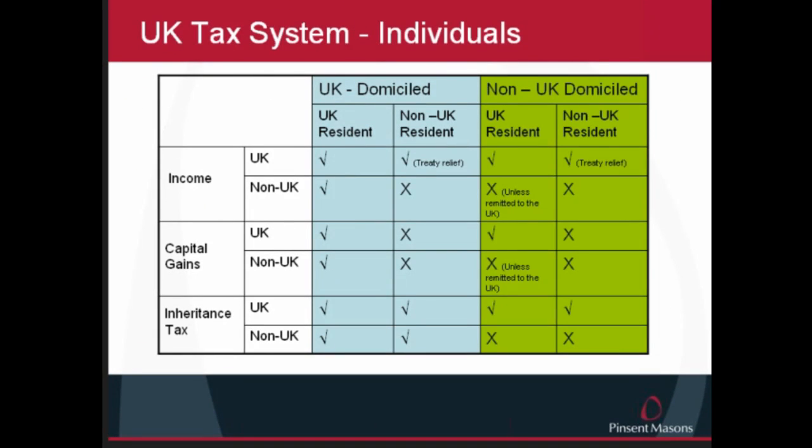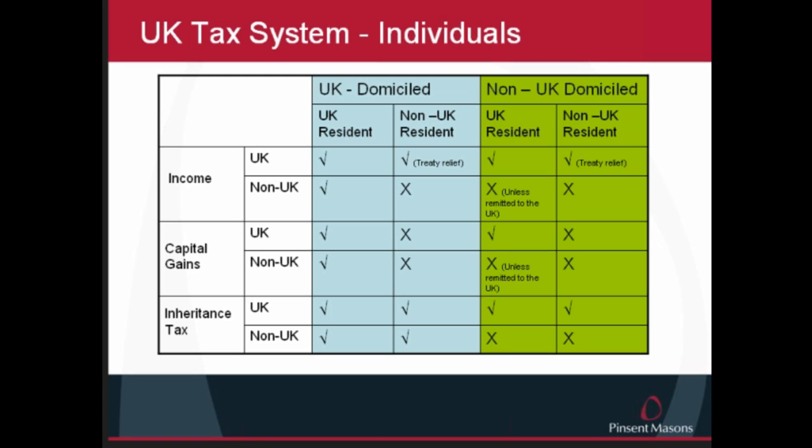Before we start, it's worth just trying to understand the UK tax system in terms of the basics of how it all works. That really drives how you need to analyse how to hold or invest in particular assets. Across the top we have this concept of domicile, so the blue boxes are someone who is UK domiciled and the green boxes are someone who is non-UK domiciled.